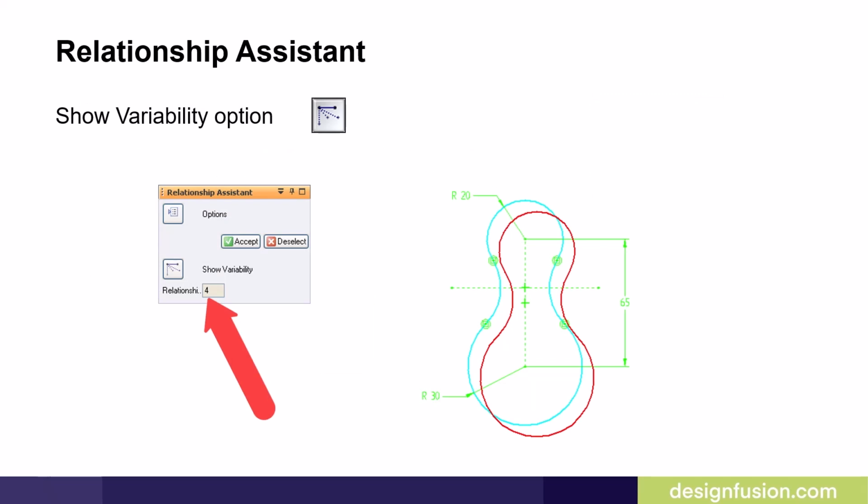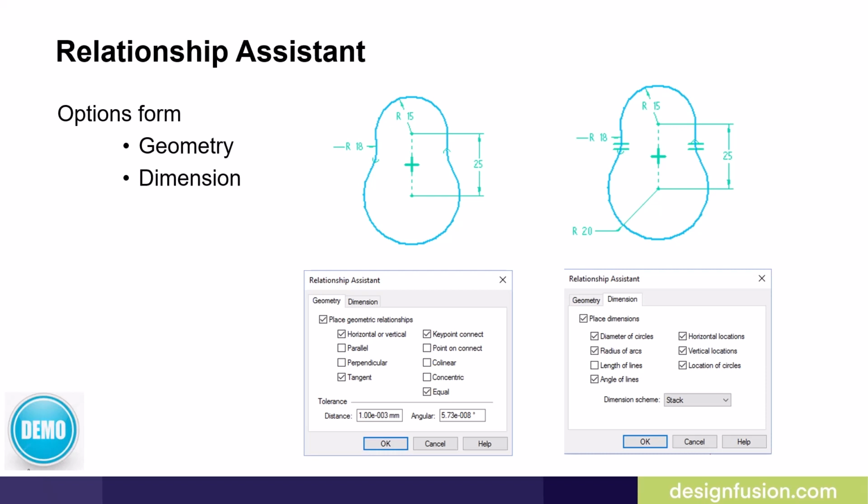The example on this slide shows me that I need 4 relationships to fully constrain this profile. By repeatedly clicking on the Show Variability button, I can see how this would move in the unconstrained condition, and this can help me determine what constraints are missing. I can also configure this tool to have it apply geometric and dimensional constraints automatically for me. In the Options dialog, you can determine which geometric constraints you want to use and which dimensional constraints you want to use. You then select the geometry and follow the prompts, and the system will apply constraints for you.